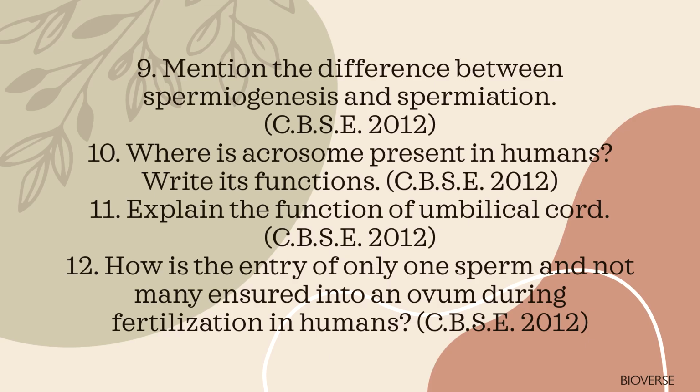Question 11. Explain the function of the umbilical cord. Answer. The umbilical cord connects the fetus to the placenta. It helps in the transport of oxygen and nutrients from the mother to the fetus and removes carbon dioxide and waste materials from the fetus.